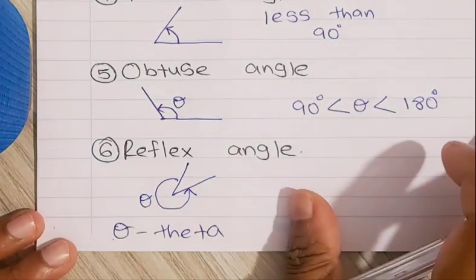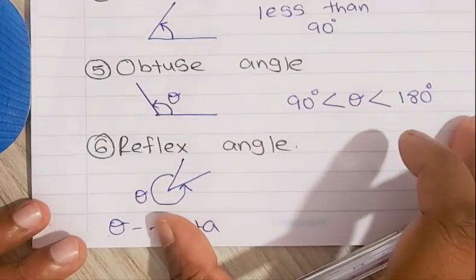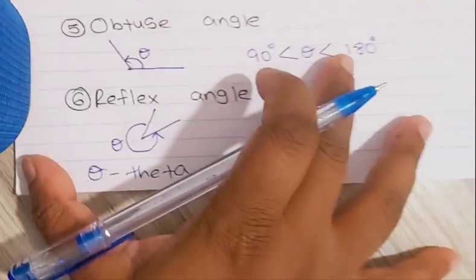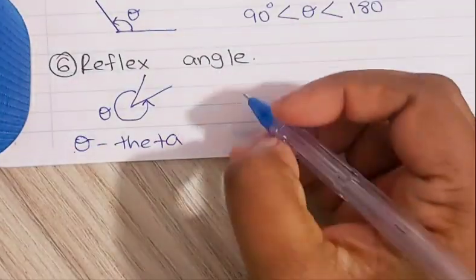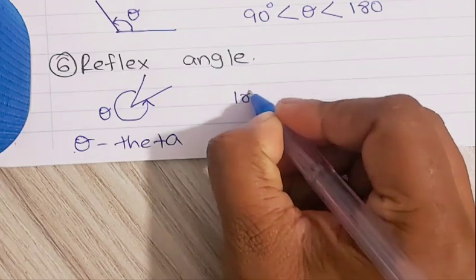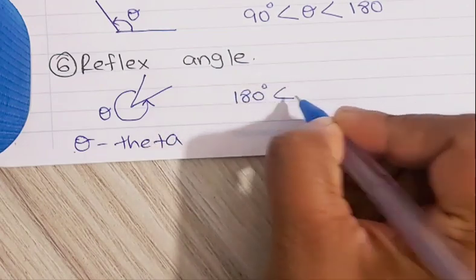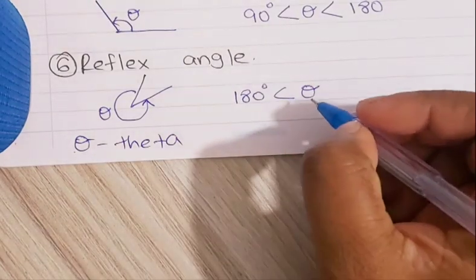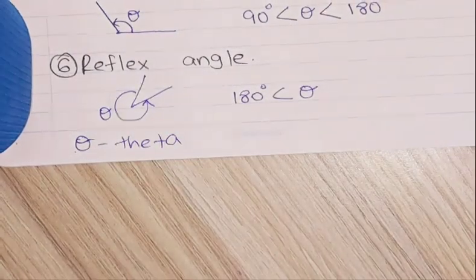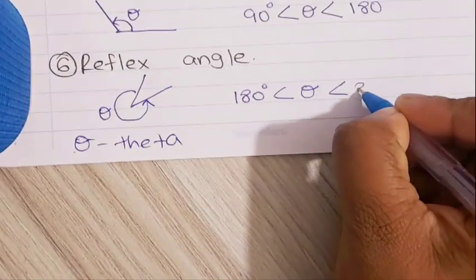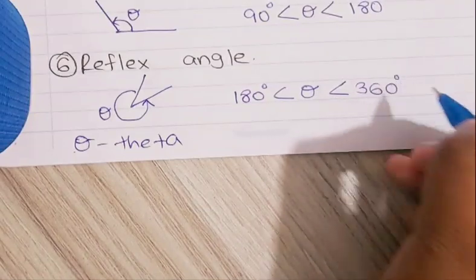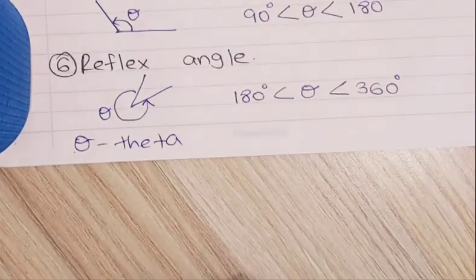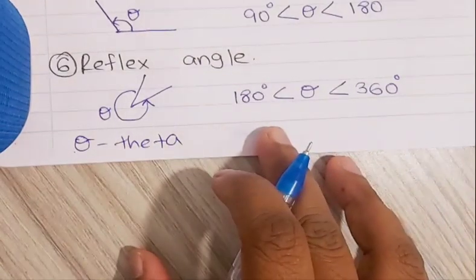So how can we write this one? We can write it like this. That means theta is greater than 180 degrees and also less than 360 degrees. It's easy to keep in mind those values, right? So anyhow, you have to keep in mind those things.